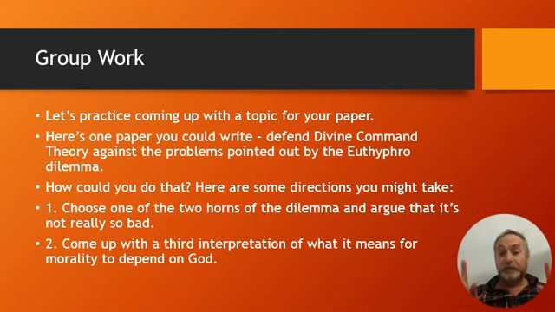Or you might come up with a third way. So I've offered two horns. I said, here's one interpretation of divine command theory, here's the other, and they're both bad. But maybe there's more than two interpretations. Can you come up with a third one of what it could mean for morality to depend on God's commands? If you can, then maybe you can save divine command theory.